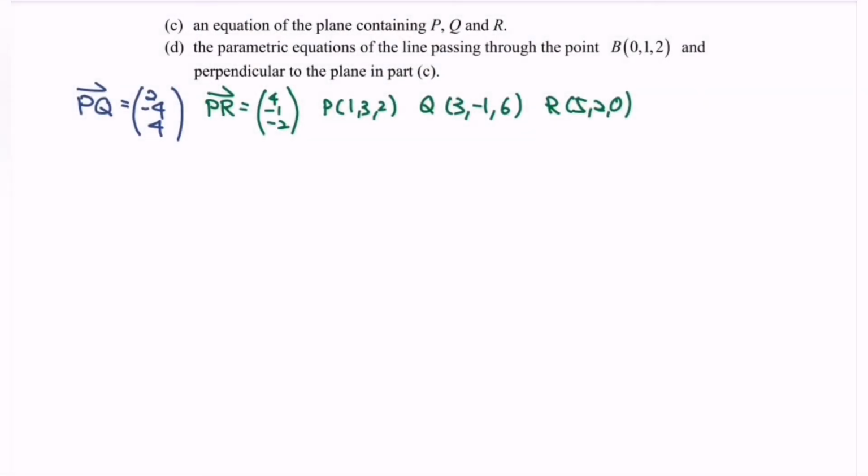So here we have the question C. Find the equation of a plane containing P, Q, R. So kindly refer to the formula: r dot n is equal to a dot n. So first what we have to do is to find the normal, where we have PQ cross with PR.